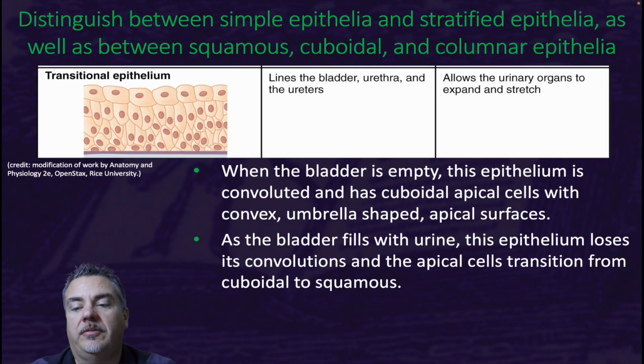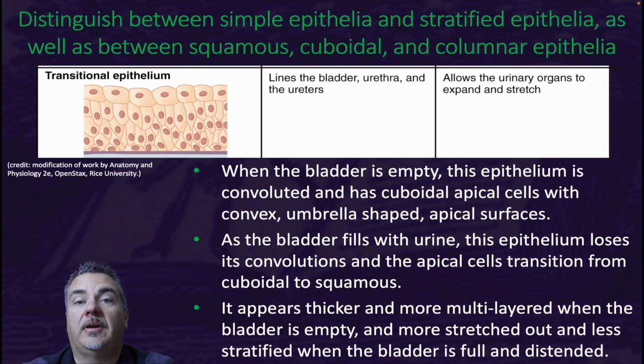As the bladder fills with urine, this epithelium loses its convolutions and the apical cells transition from cuboidal to squamous. It appears thicker and more multi-layered when the bladder is empty, and more stretched out and less stratified when the bladder is full and distended.